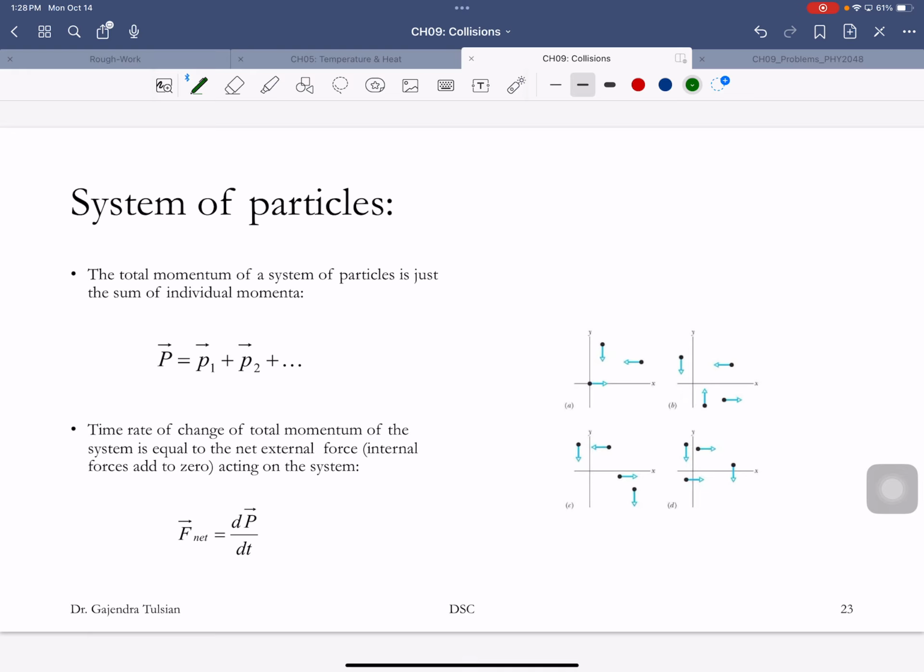Okay, till now we've been applying all those equations just to a single particle, but they apply to a system of particles as well. So for instance, here's a bunch of particles going in that direction. You can calculate the total momentum of the system. It's just the vector sum of individual momenta. And the net force acting on the system is equal to the rate of change of momentum of the entire system. So this equation applies to a single particle as well as to a system of particles.